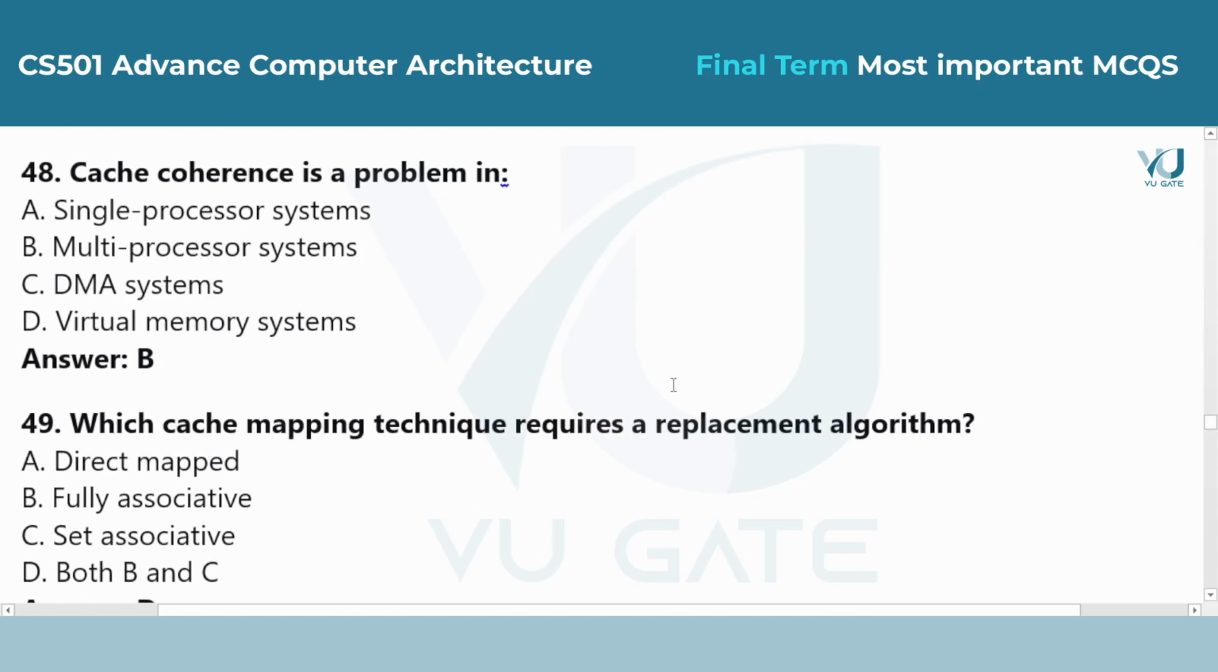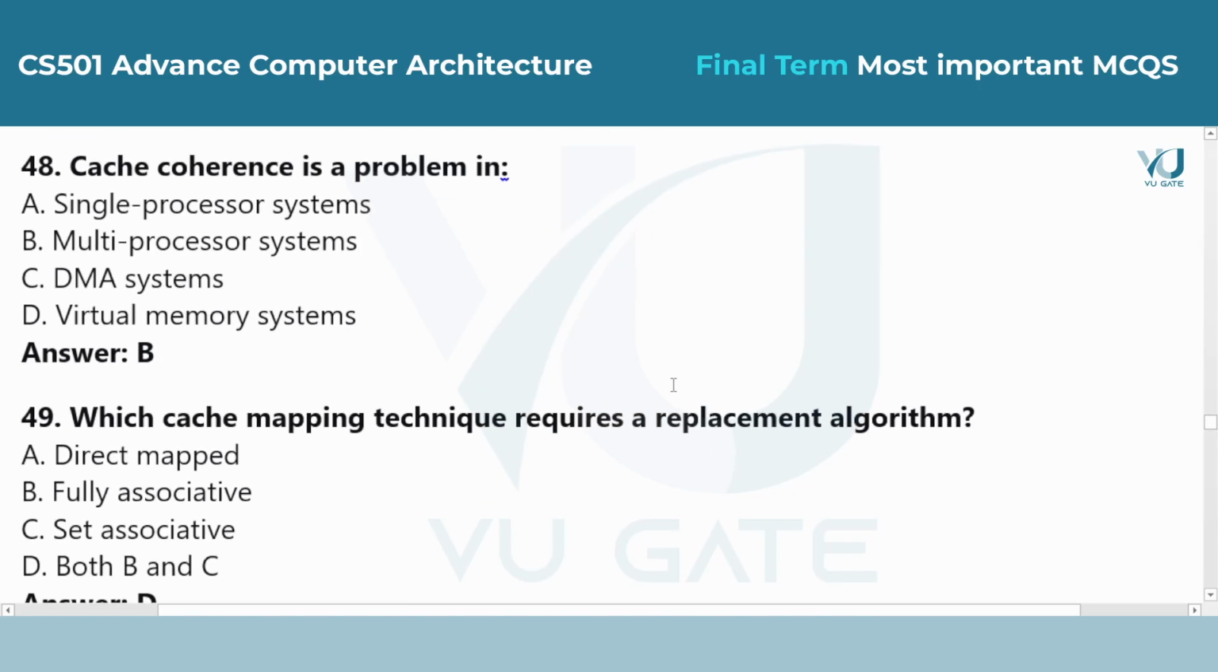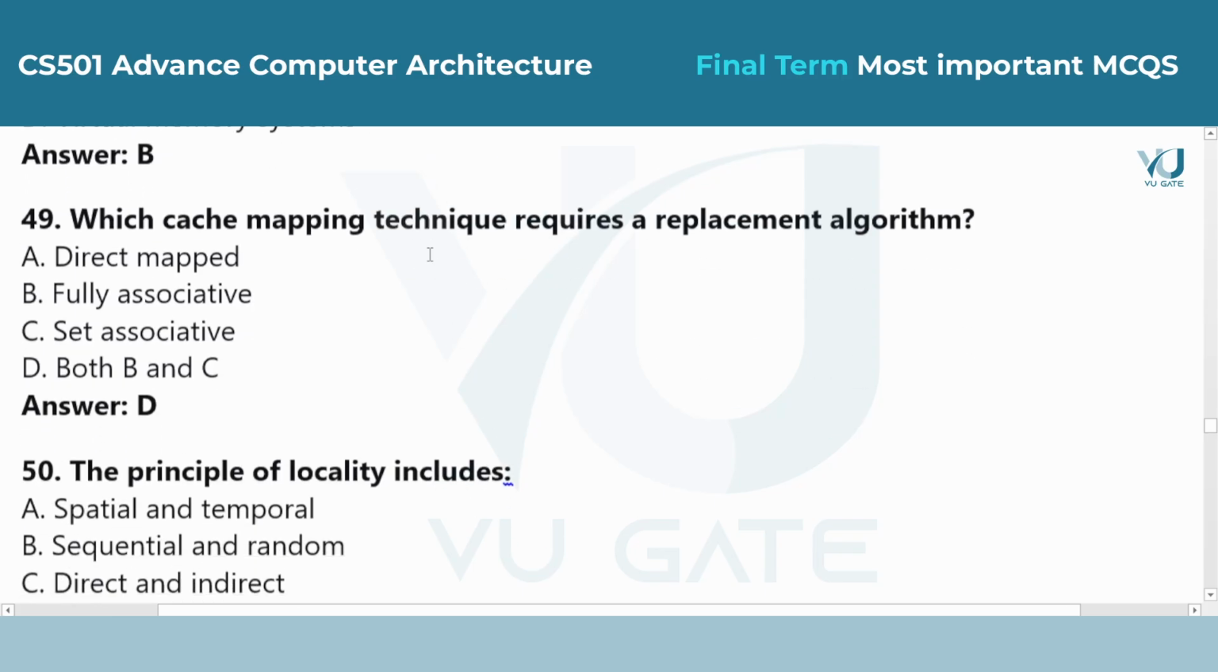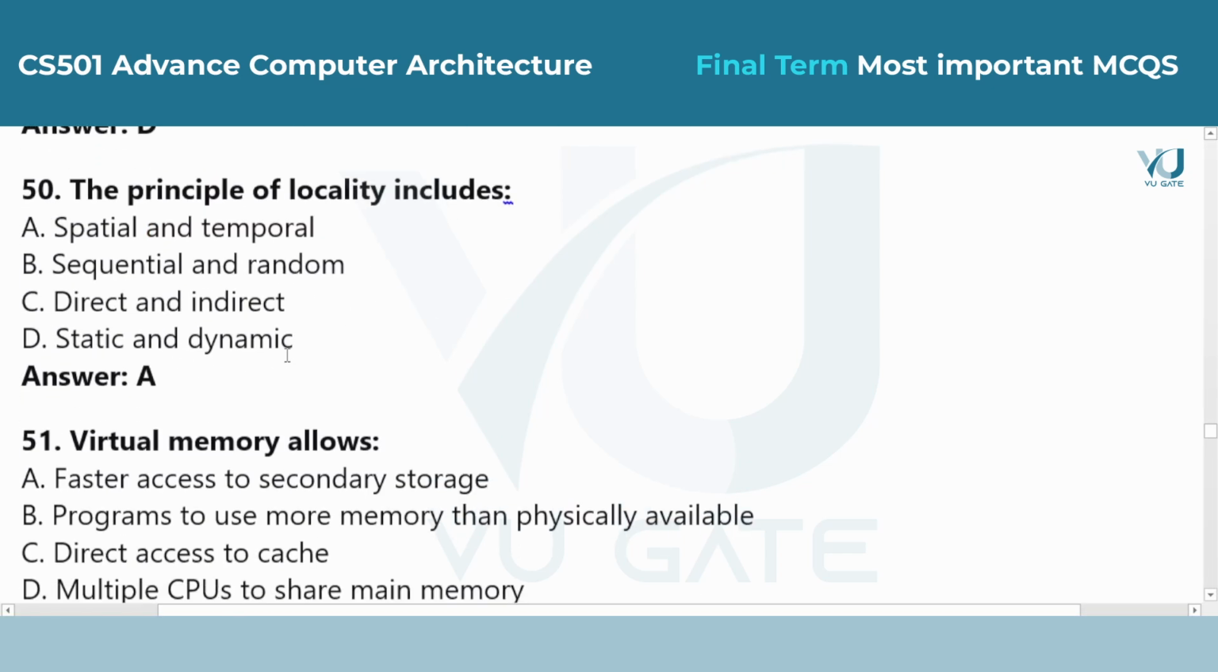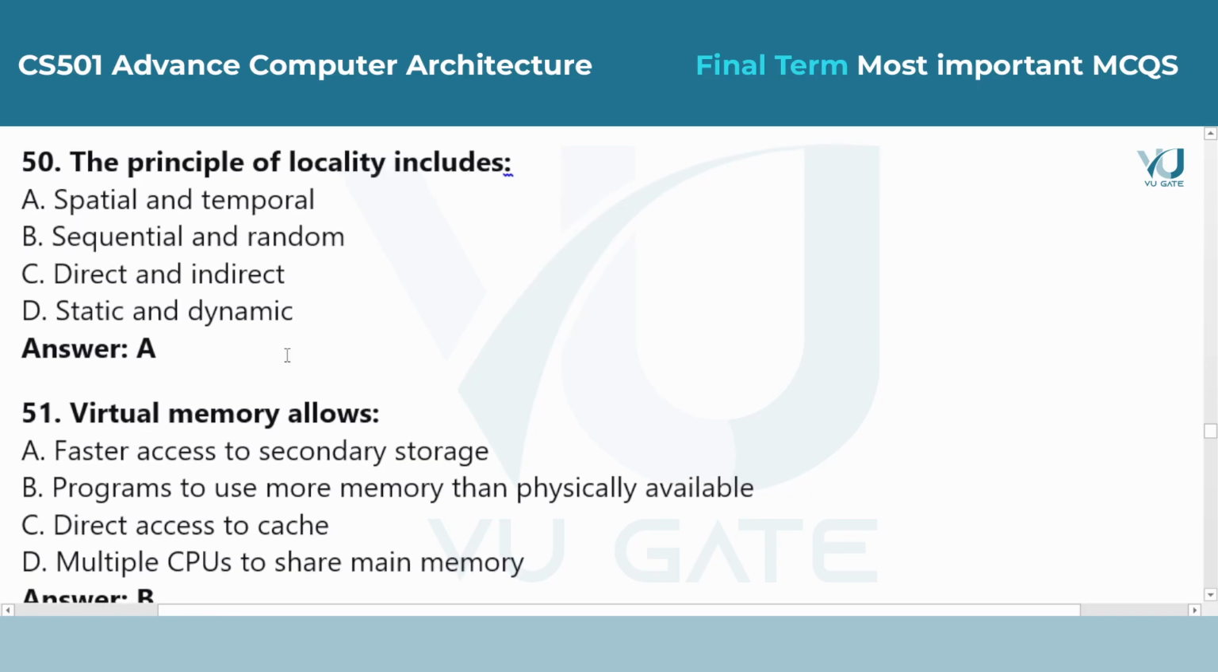48. Question: cache coherence is a problem in? Answer: B, multiprocessor systems. Concept: it ensures that all processors in a system see the same data value in their individual caches. 49. Question: which cache mapping technique requires a replacement algorithm? Answer: D, both B and C, fully associative and set associative. Concept: since data can go in multiple slots, the system needs a rule like LRU to decide which data to kick out. 50. Question: the principle of locality includes?